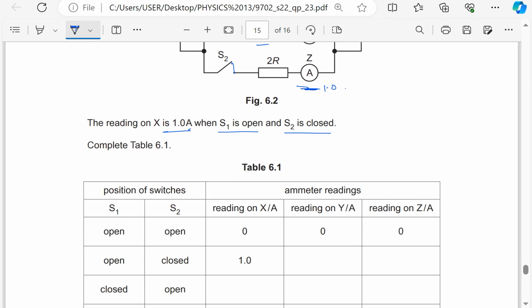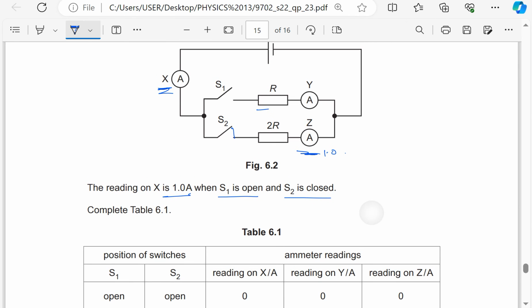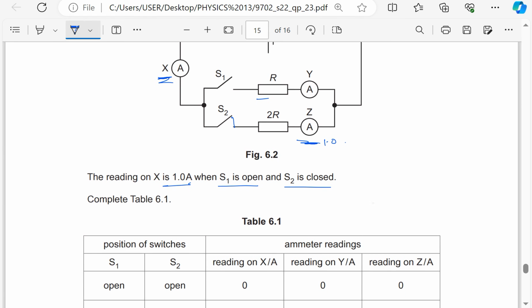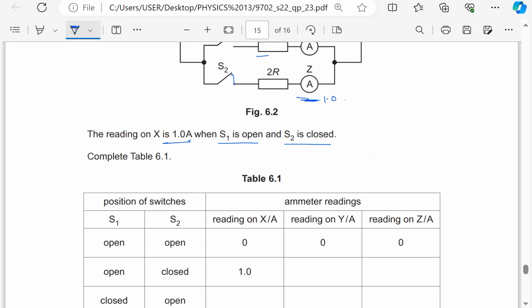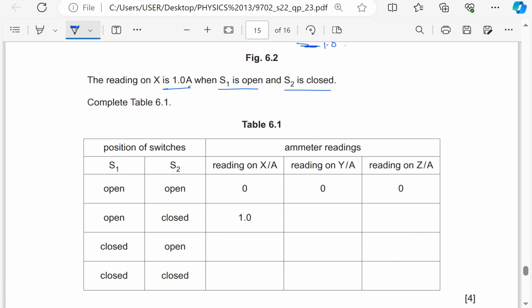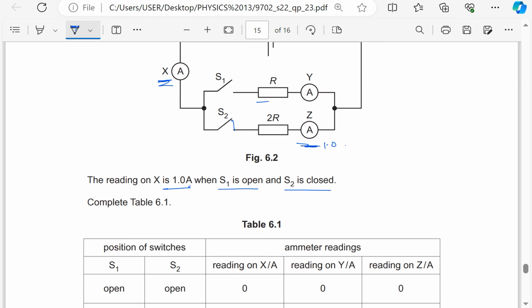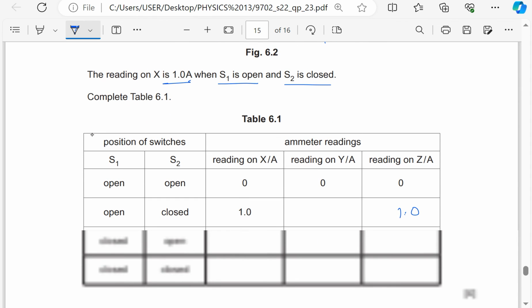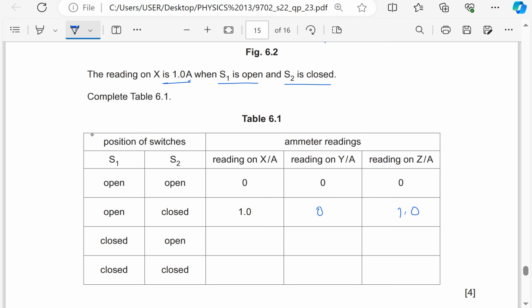So S1 is open and S2 is closed, so Z should also read 1.0. Because S1 is open, Y will not give a reading, so it will give us 0 here. Okay, I think that is fine.